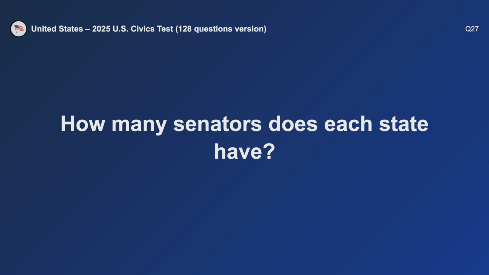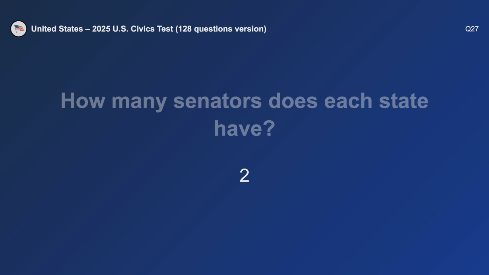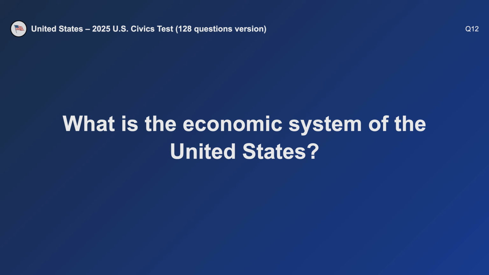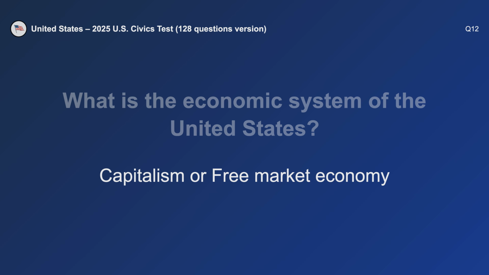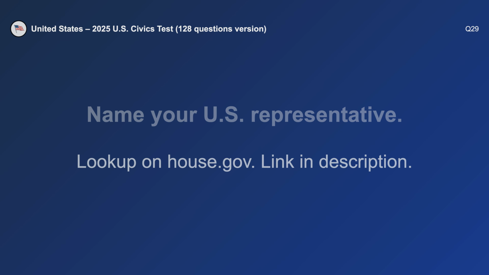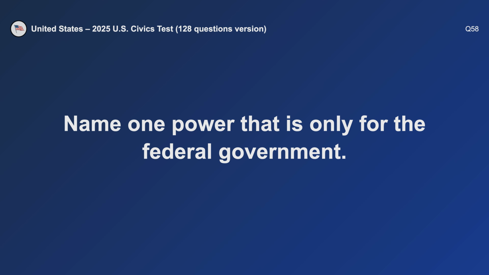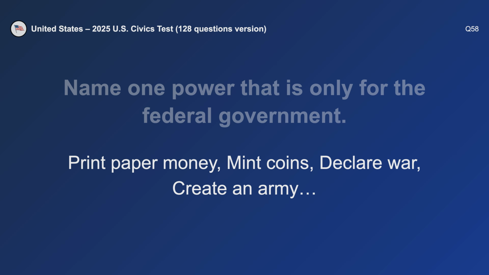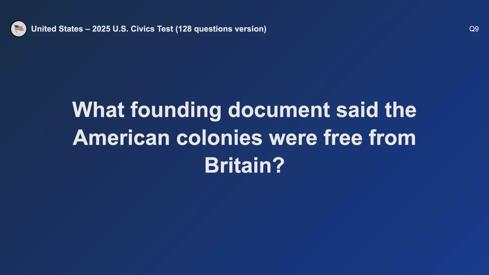How many senators does each state have? 2. What is the economic system of the United States? Capitalism. Name your U.S. representative. Look up on house.gov. Link in description. Name one power that is only for the federal government. Declare war.